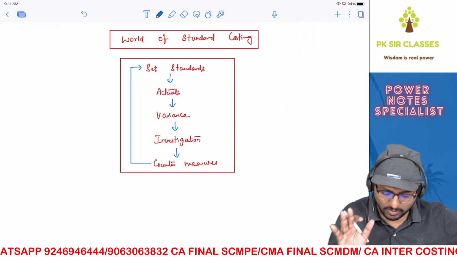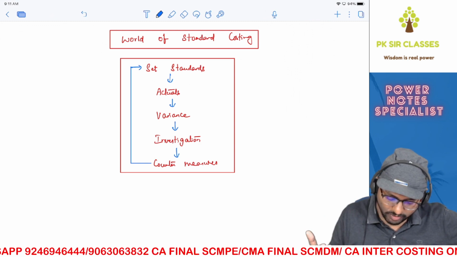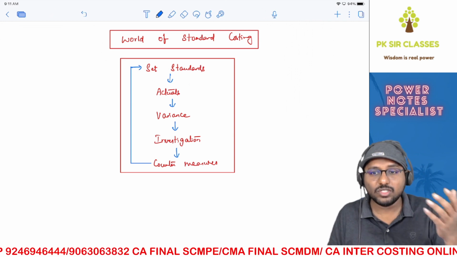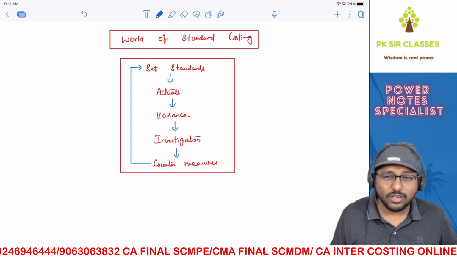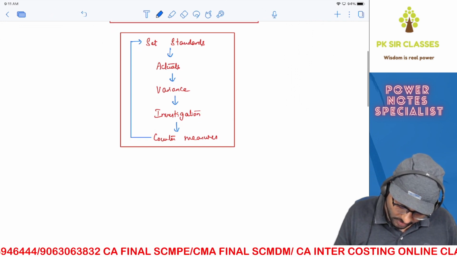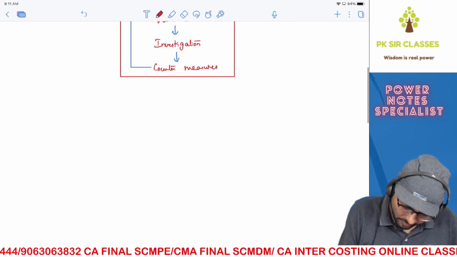Not the budgets and the actuals. Please try to keep that in your mind. And then you calculate the variance, and then you will do investigation to figure out who is responsible for this variance. Is it a controllable variance or uncontrollable variance? And then you will try to take counter measures. Right. Okay, now after that, there comes a basic question.